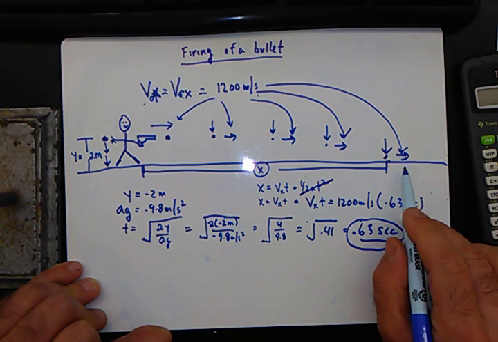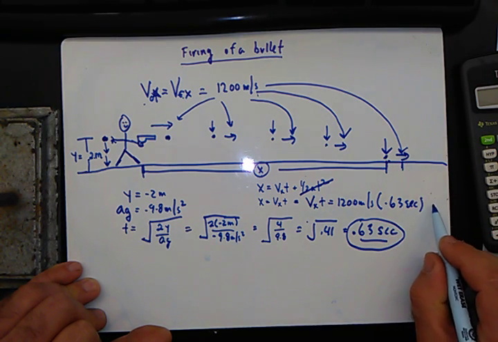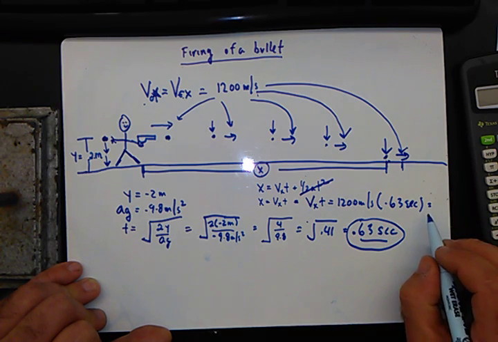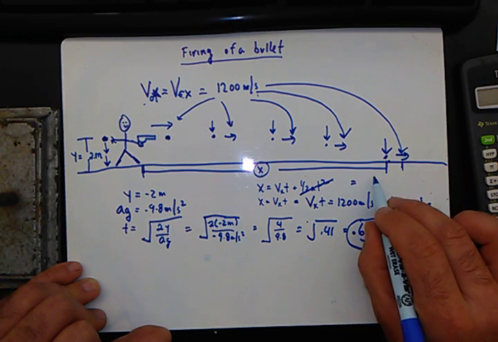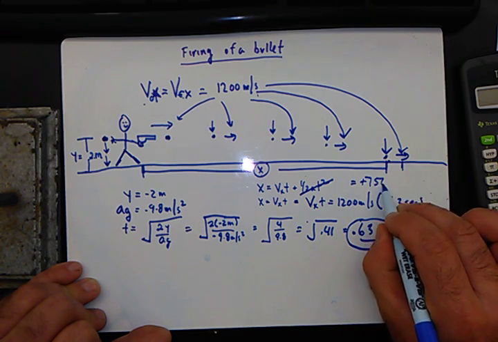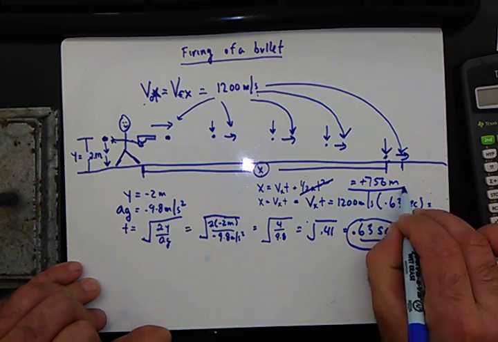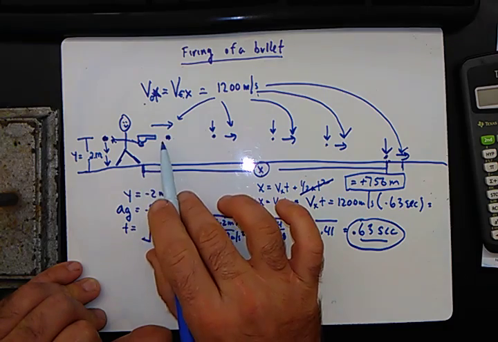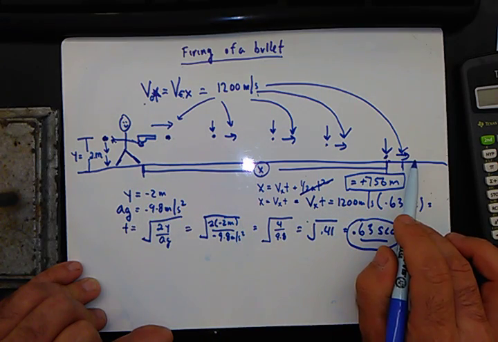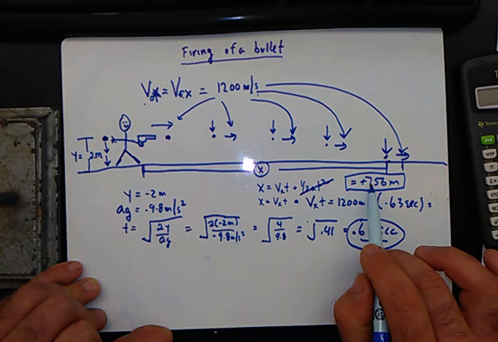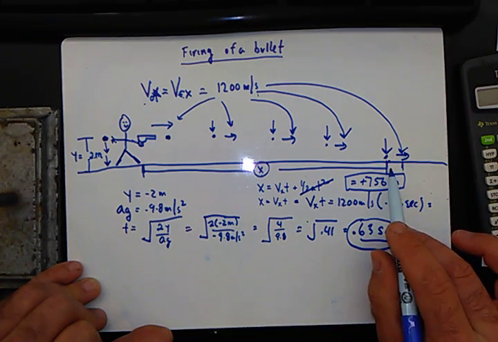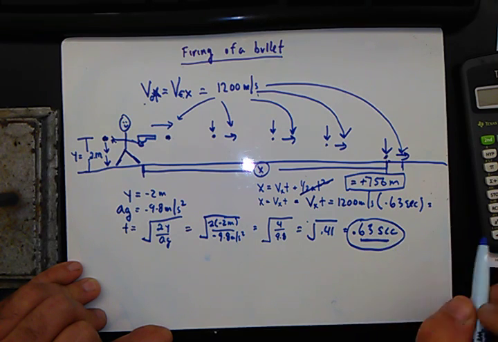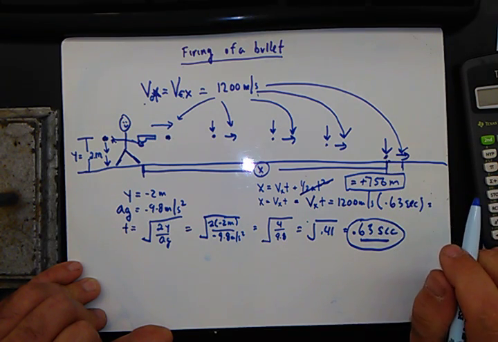So this guy, when it hits the ground, is going to be 756 meters away. So almost a kilometer away, about 0.8 of a kilometer. The x velocity stays the same, and its range, we call it, is 756 meters, because it's in the air for 0.63 seconds before it hits the ground.